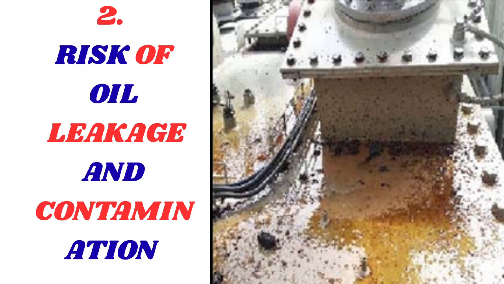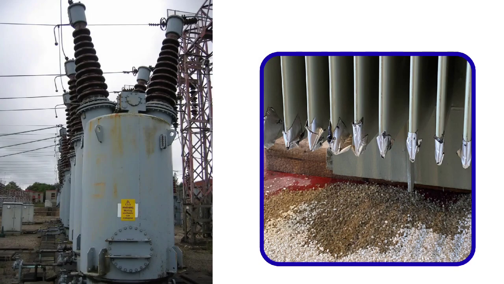2. Risk of oil leakage and contamination. Bulk oil circuit breakers are also at risk of oil leakage and contamination, which can compromise their performance and reliability. Oil leaks can occur due to faulty seals, corrosion, or other factors, and contamination can occur due to moisture, dirt, or other substances entering the oil tank.